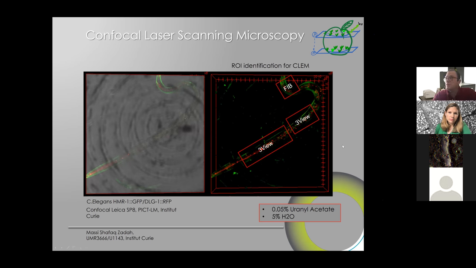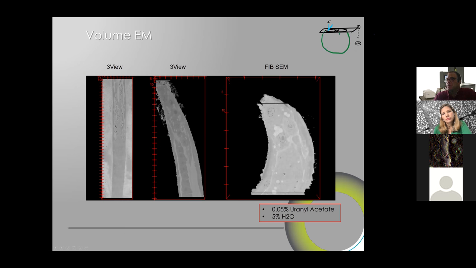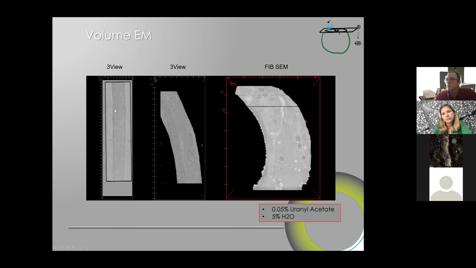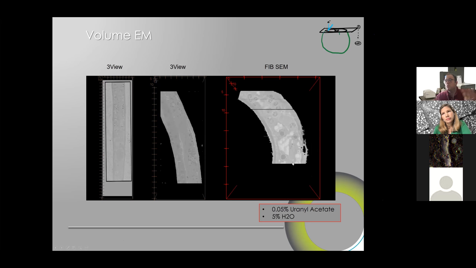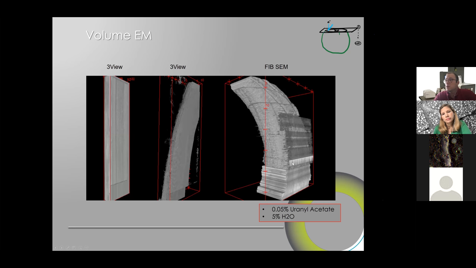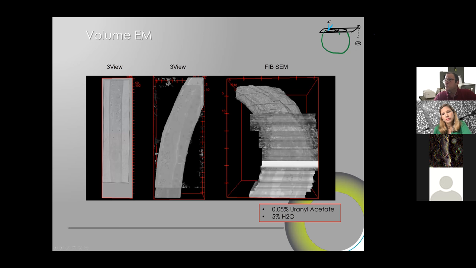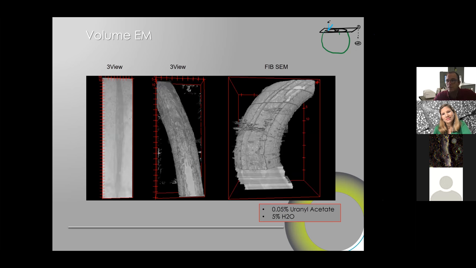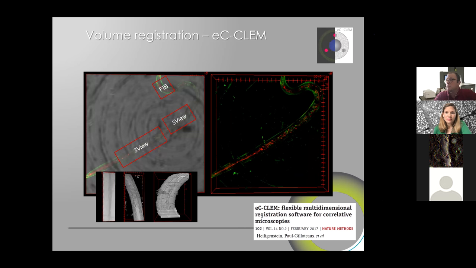Then what he did was to acquire three view data sets at these different locations and a FIB-SEM at the head of the worm. So basically this is the data we could obtain. Here has been segmented out. This one is the volume and this is the FIB-SEM. What we did afterwards was to combine these images together in the computer. For that, we use vCLEM. For those of you that know me, it's a software that we co-developed with Perrine. Basically what we did was to place the structure directly into the volume and then combine the images.